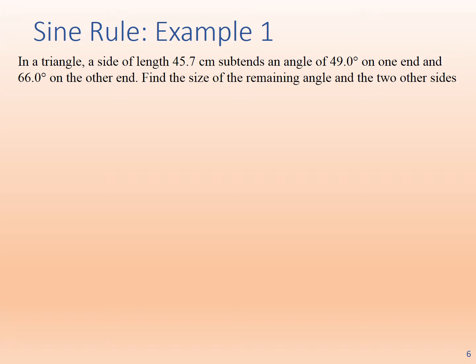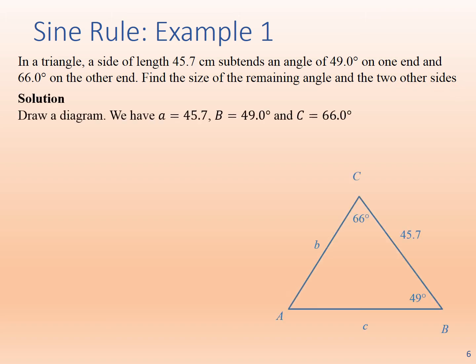In this example, we have a triangle with a known side length of 45.7 centimeters with angles of 49 and 66 degrees on either end of that side. We want to find the size of the remaining angle and the length of the other two sides. So firstly, we depict the situation in a diagram. Known side length of 45.7 with angles of 49 and 66 on either end of that.